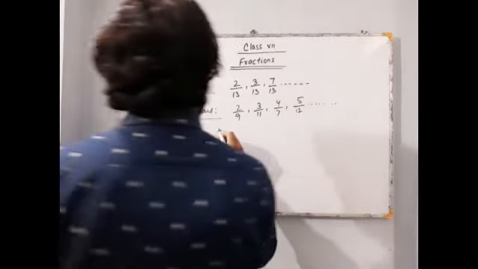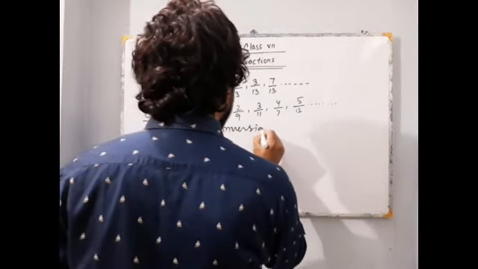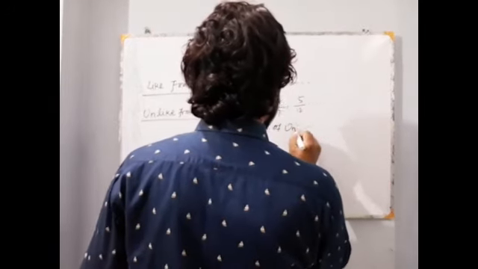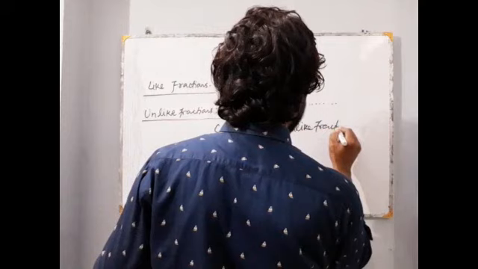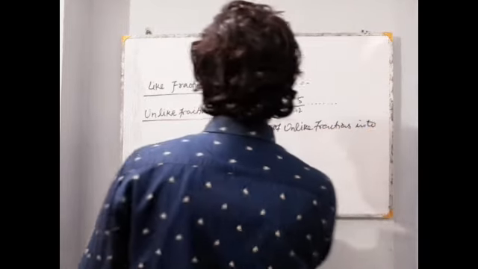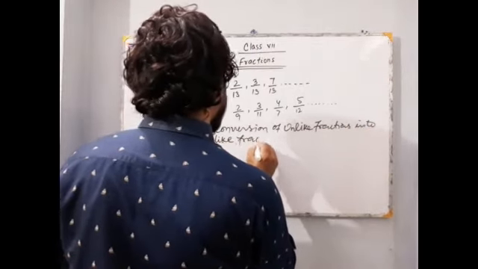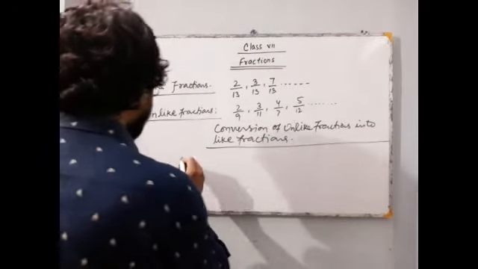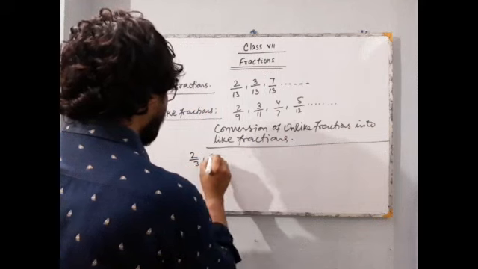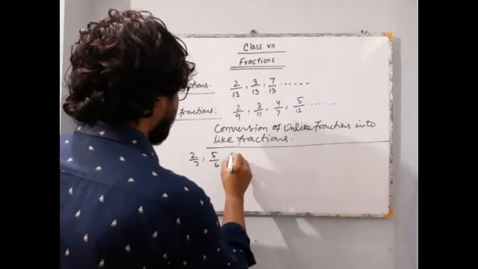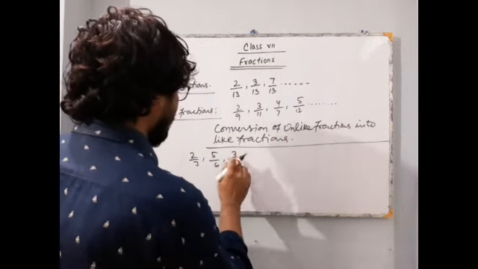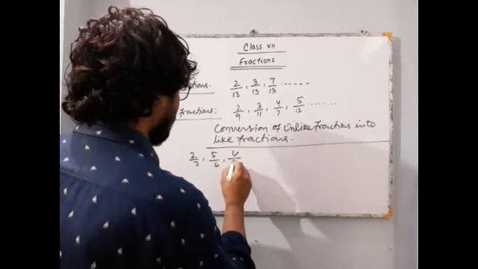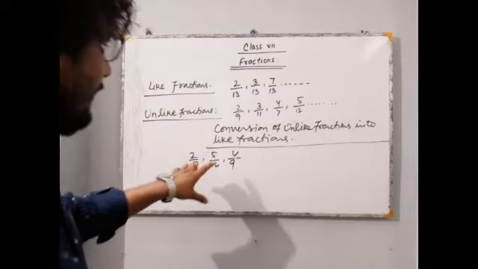Our next topic is conversion of unlike fractions into like fractions. हमें unlike fractions को like fractions बनाने हैं. Suppose that there are examples 2 by 3, 5 by 6 and 4 by 9. We have to make them like fractions.